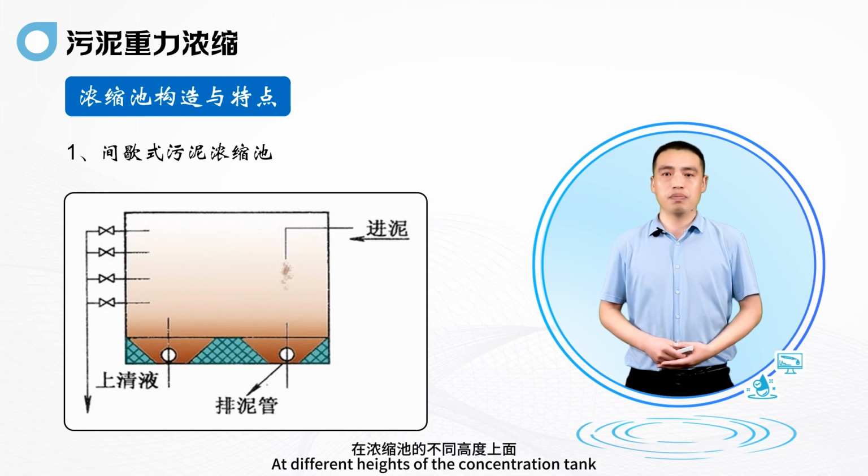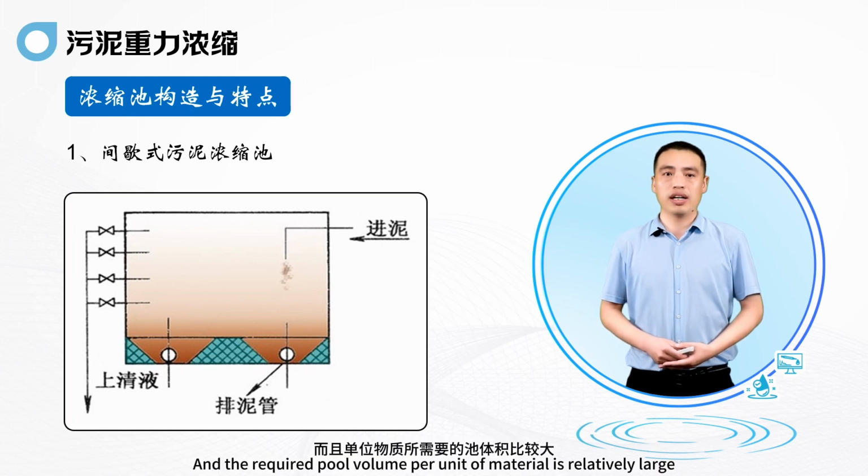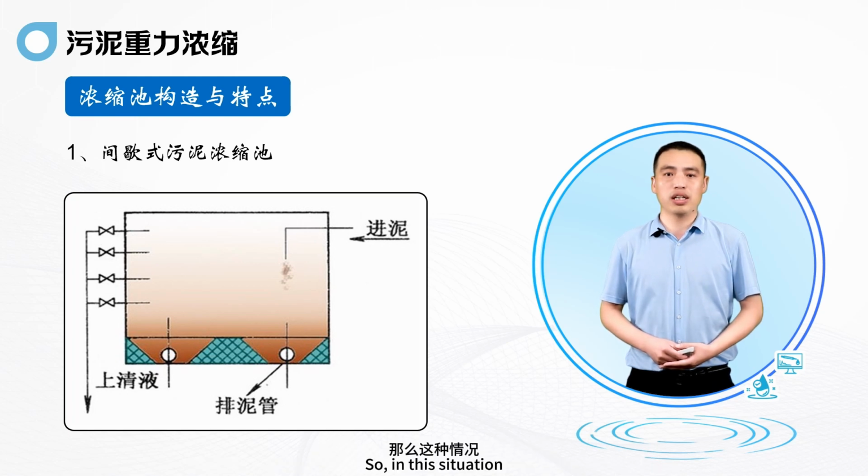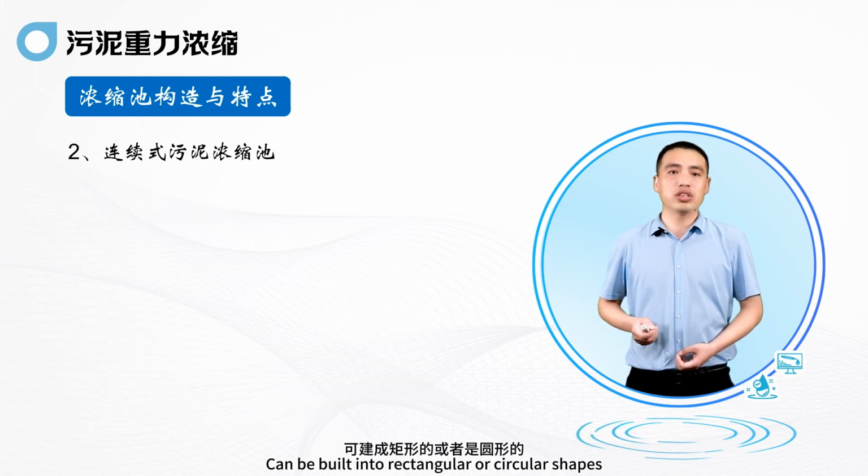At different heights of the concentration tank, we should set up multiple supernatant discharge pipes. Intermittent operation management is quite troublesome, and the required pool volume per unit of material is relatively large. So it is usually used in small sewage treatment plants, and can be built into rectangular or circular shapes.